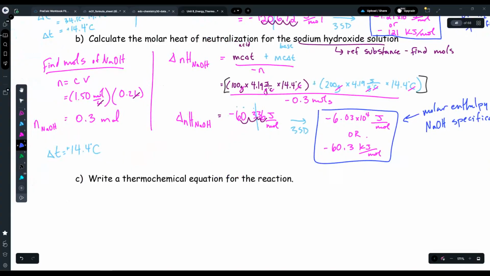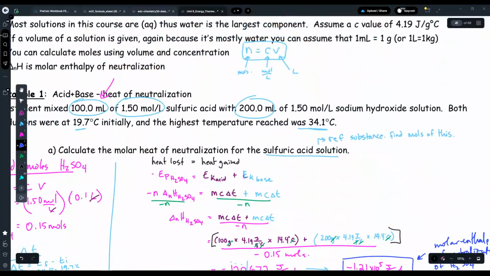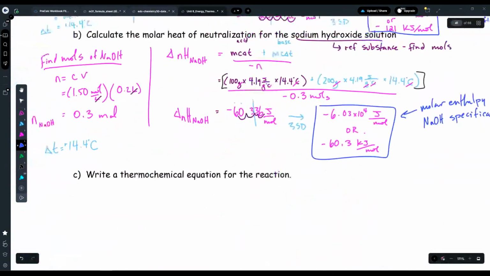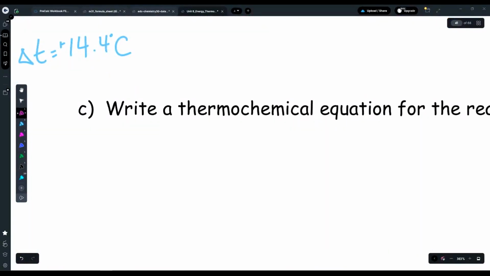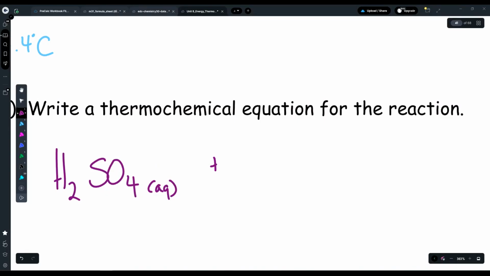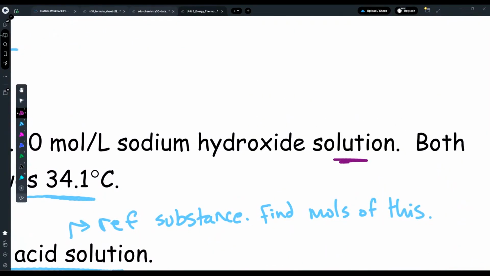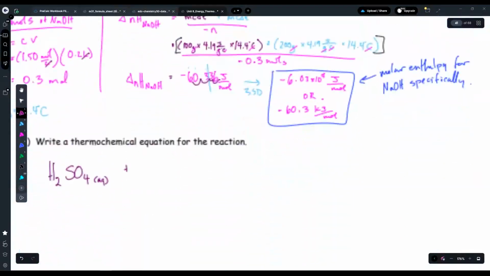All right, so last but not least, we have to write a thermochemical equation for this reaction. So let's just start out with the reaction. So we've got sodium hydroxide reacting with sulfuric acid. Let's just start there. And remember, acids are always aqueous. Okay. And since we're told that this is a sodium hydroxide solution, that's your clue that sodium hydroxide is aqueous as well.